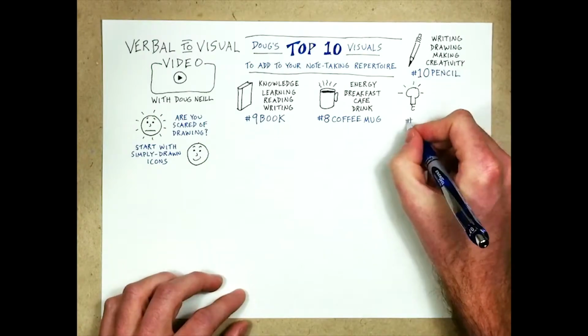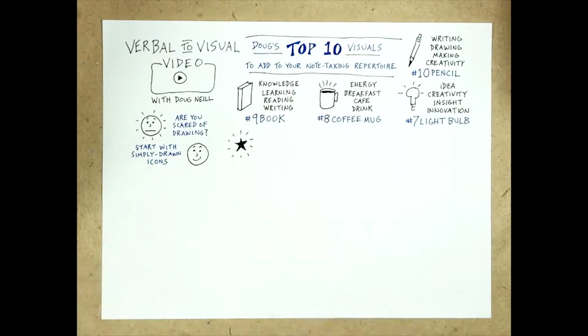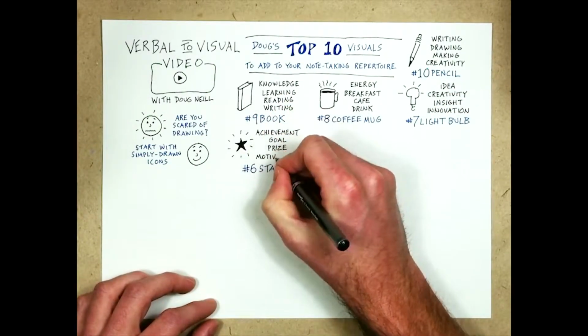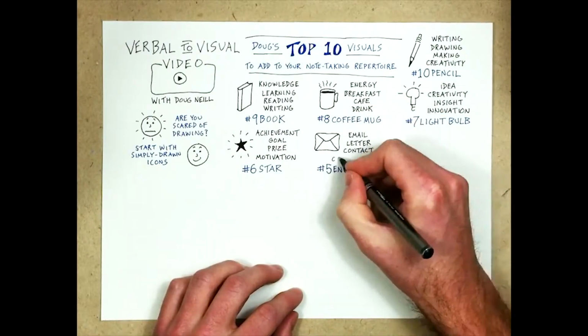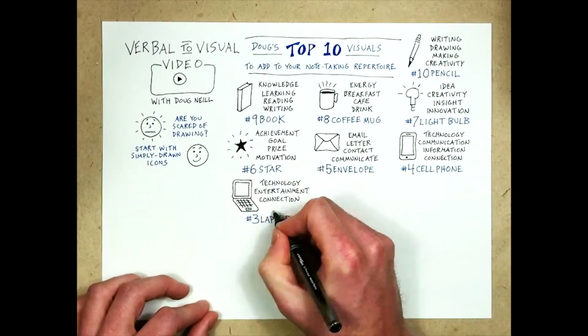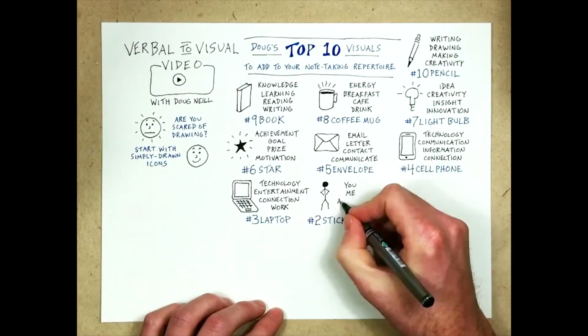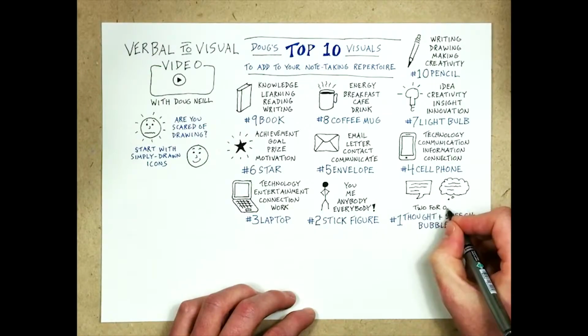A light bulb to represent ideas or innovation. A star to represent achievements or goals. The back of an envelope to represent email or snail mail. A cell phone. A laptop. A simple stick figure to represent a human. And finally, thought and speech bubbles that come in handy all the time.